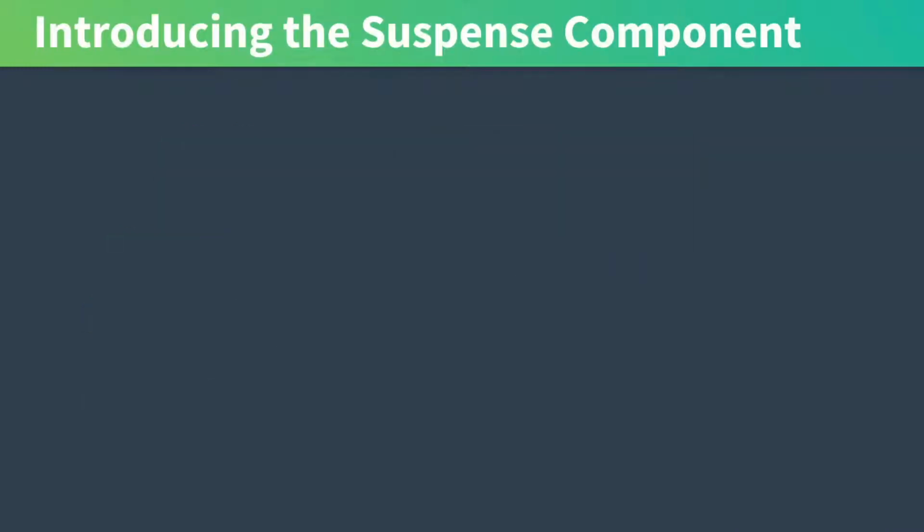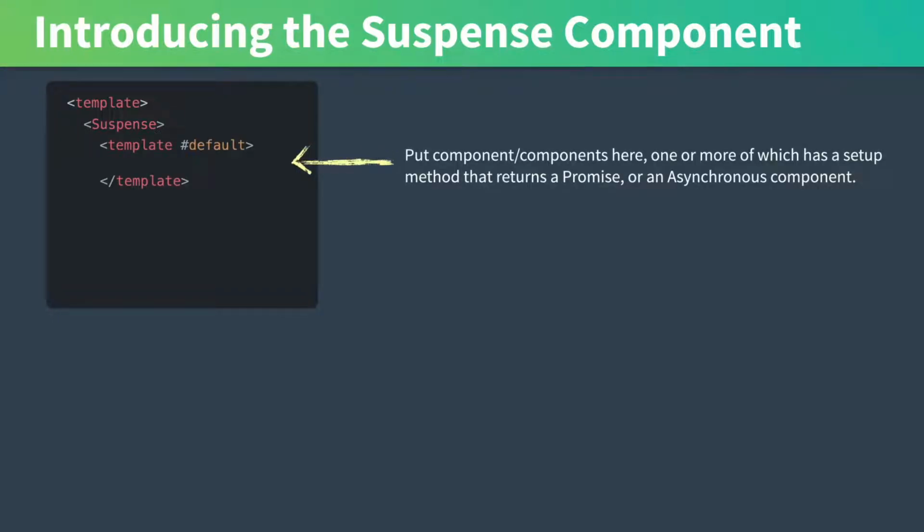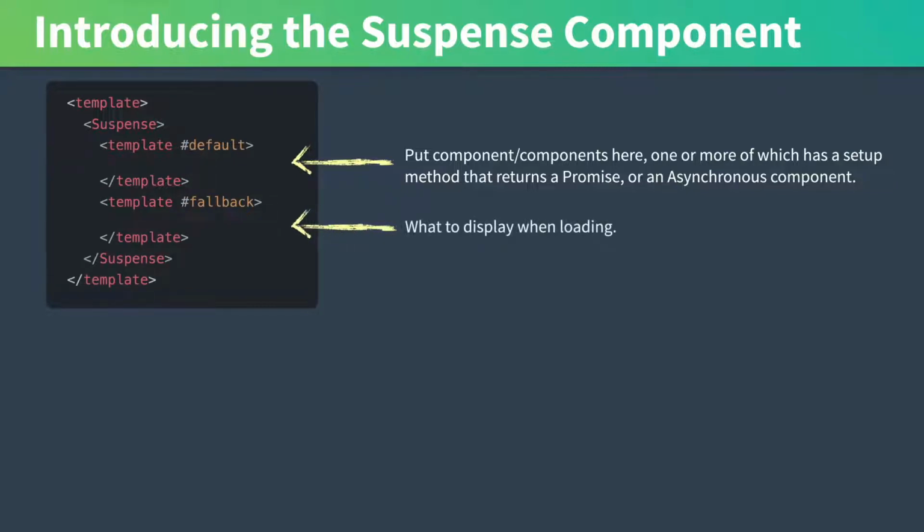This is the Suspense component. To use it, we simply put it inside of a template. We don't have to import it. Our component already has access. Then we specify a default template. This is where we put components, one or more of which has a setup method that returns a promise or an asynchronous component. Then we specify a fallback template. This is what to display when we're loading.